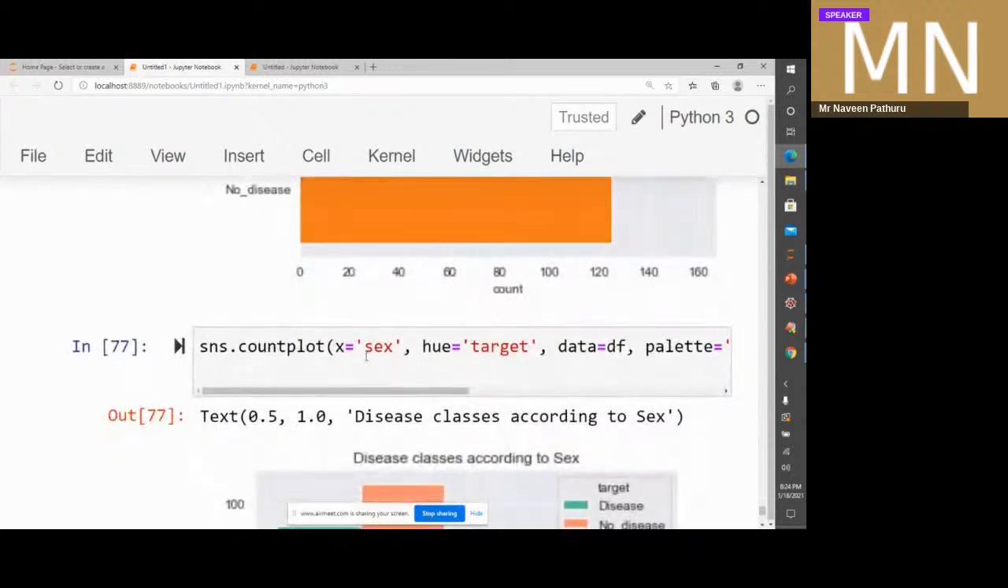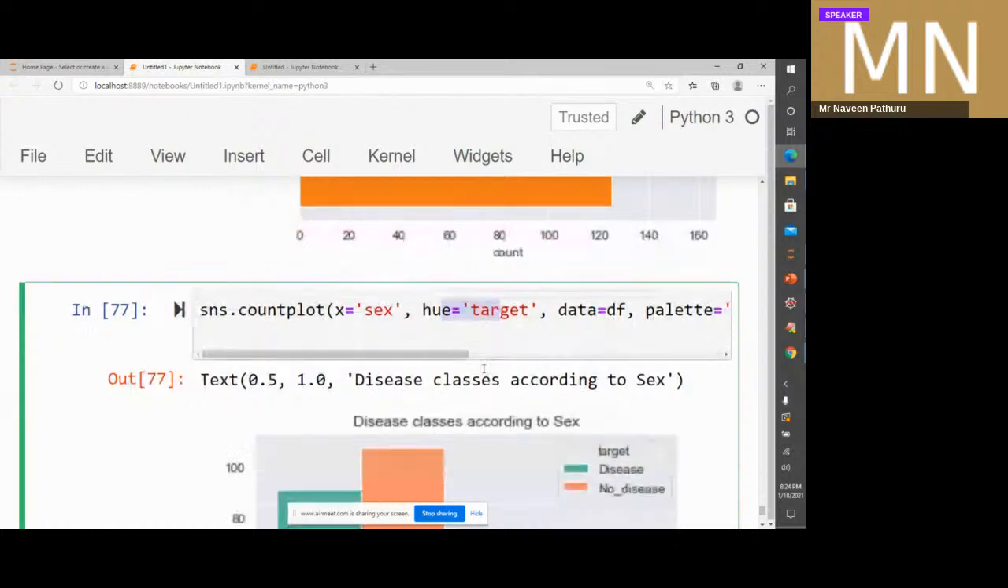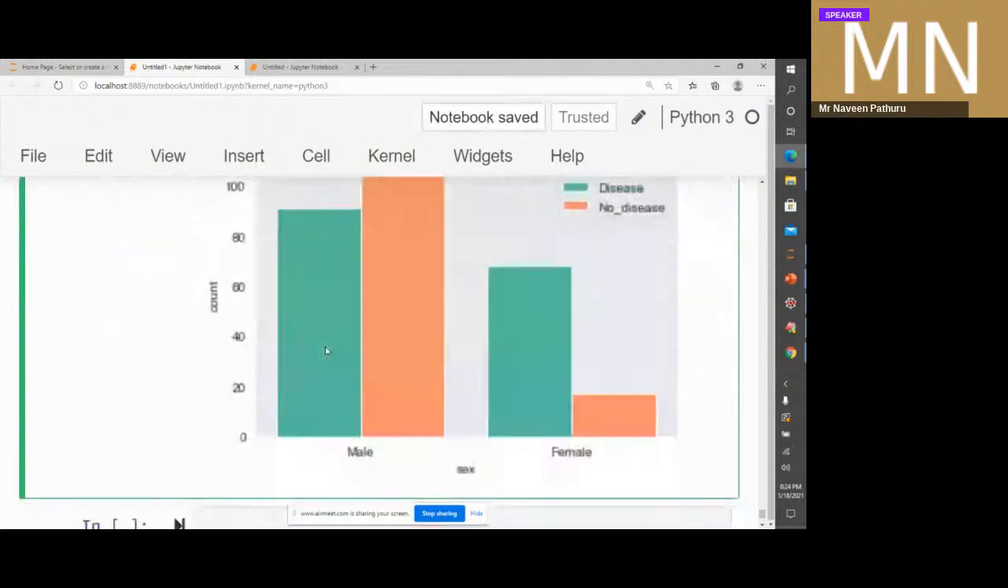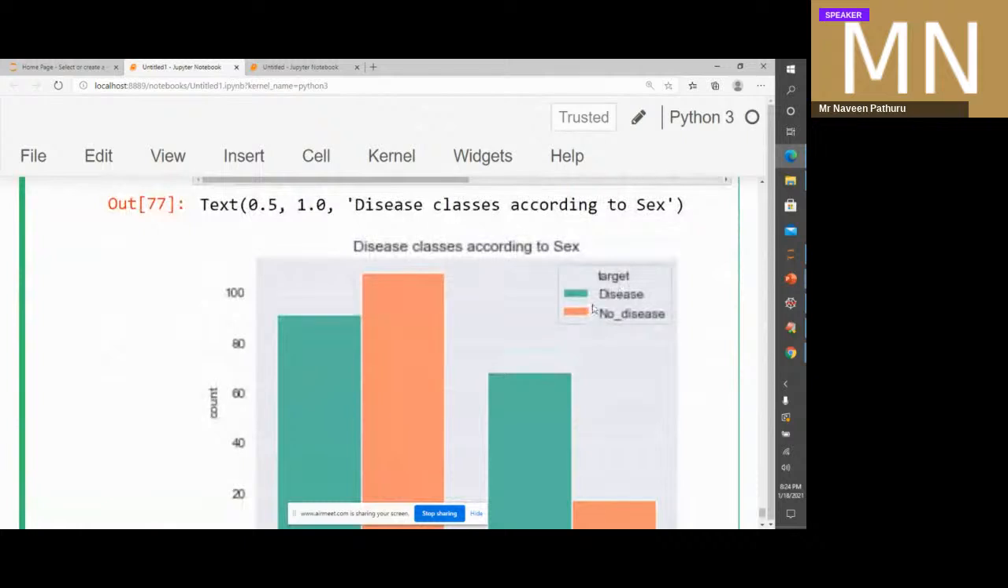But now notice, we're giving a count plot. On the x-axis, we're giving the gender, and here is the target. So target is nothing but the second variable. So this is bivariate analysis. You're trying to analyze two variables at one time. Notice male. The green one is what is indicating the disease.